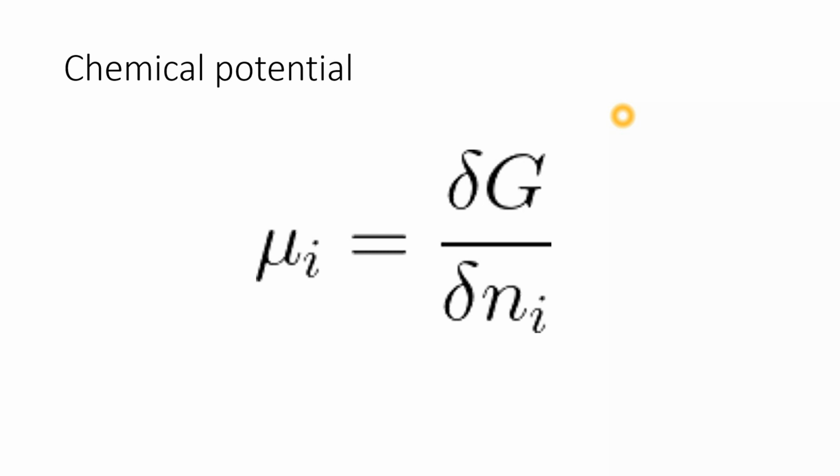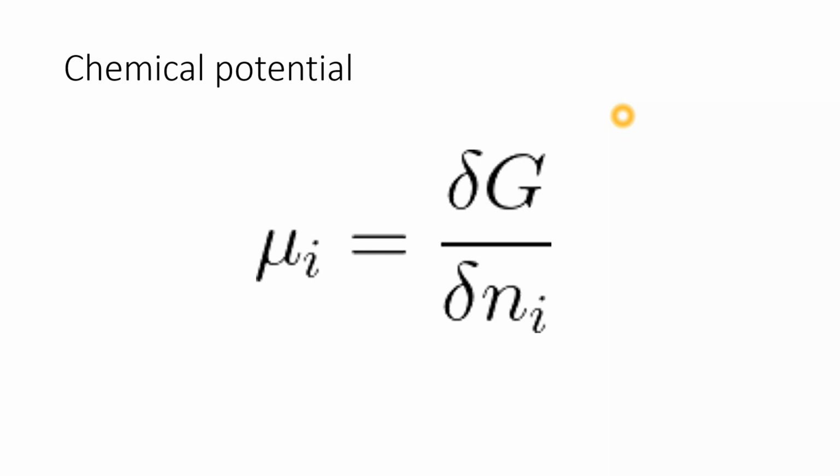is the ratio of Gibbs energy per unit mole, right? Since if you take 2 moles, then Gibbs energy also increases, then the ratio will be fixed, G by N ratio will be fixed, so chemical potential will be fixed for a particular species. i denotes here the species, so chemical potential is an intensive property.